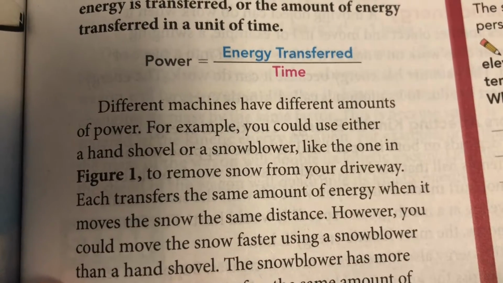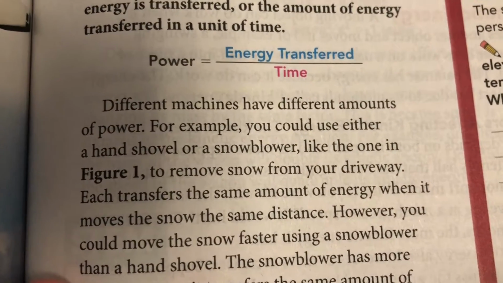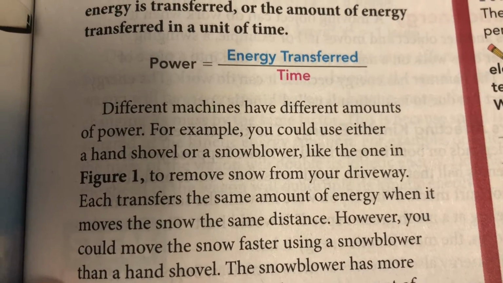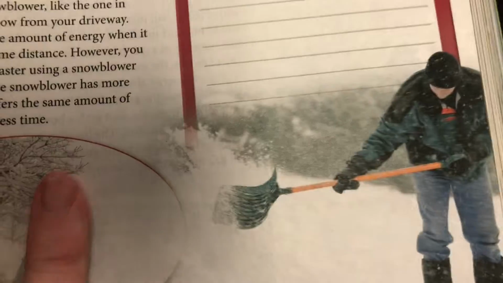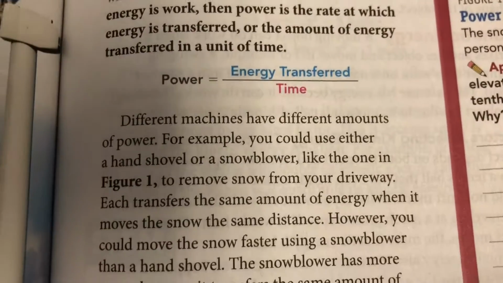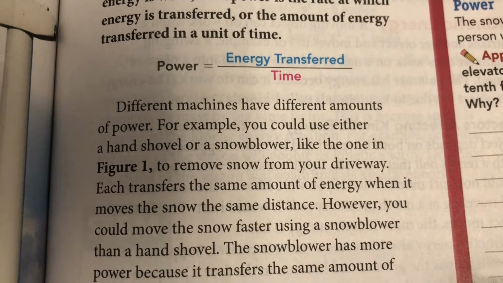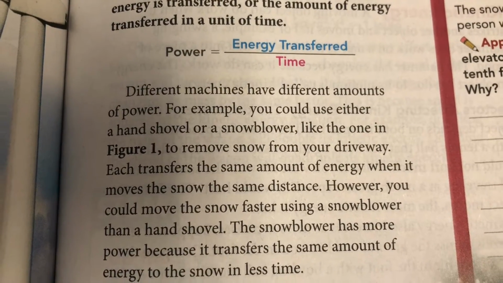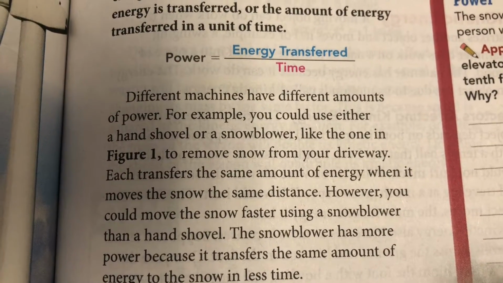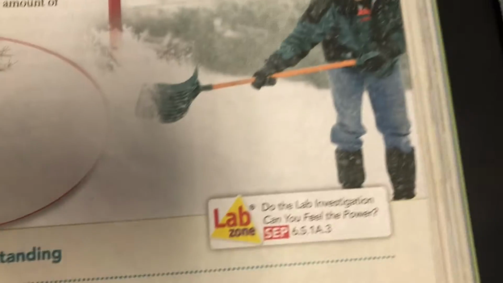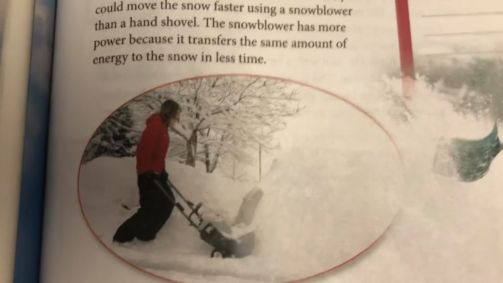Different machines have different amounts of power. For example, you could use either a hand shovel or a snowblower, like the one in Figure 1, to remove the snow from your driveway. Each transfers the same amount of energy when it moves the snow the same distance. Again, there's the shovel and there's the snow blower.